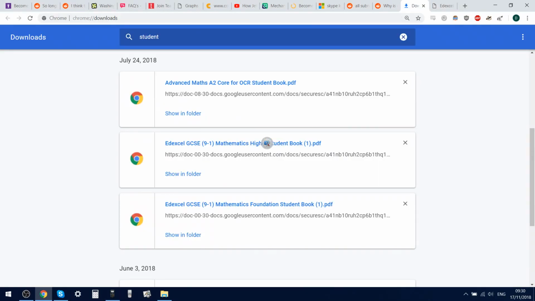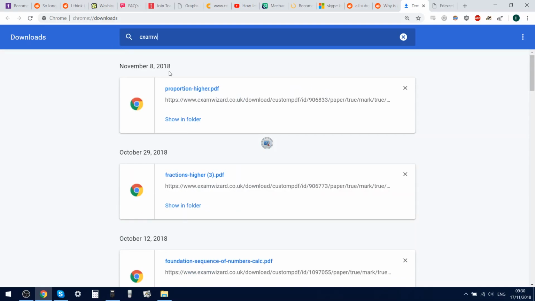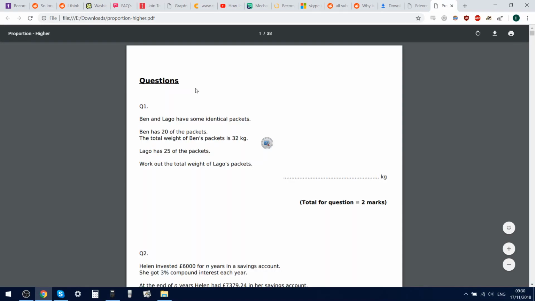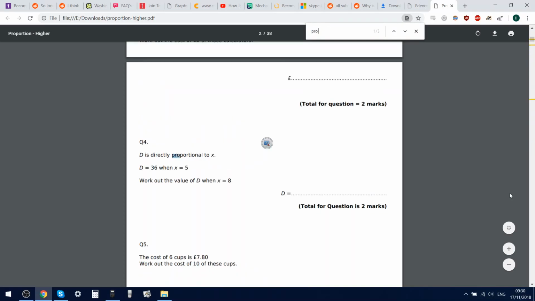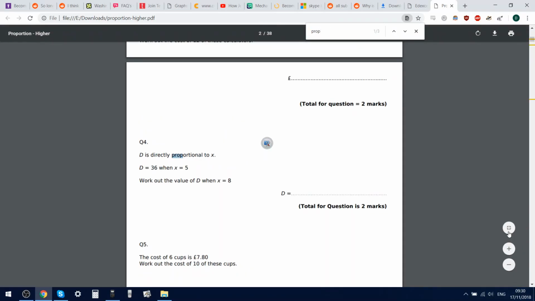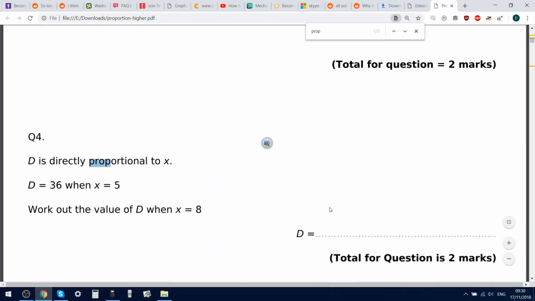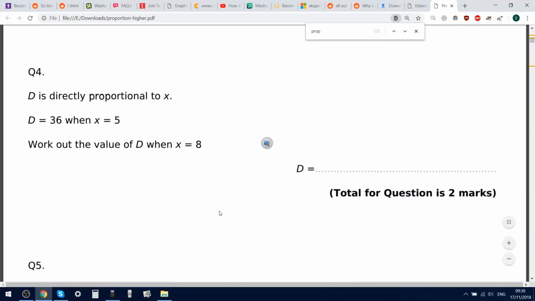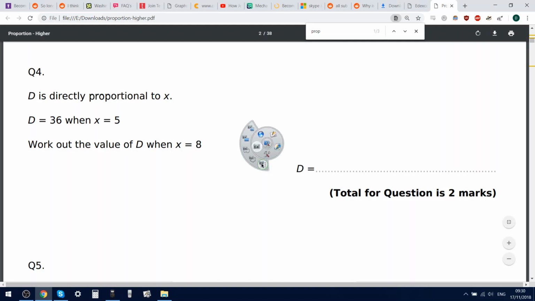So other than that, I just want to look at loads of exam questions, kind of what they tend to look like. Proportion higher. So this is what a 2 marker looks like. Okay, so how would you do this?